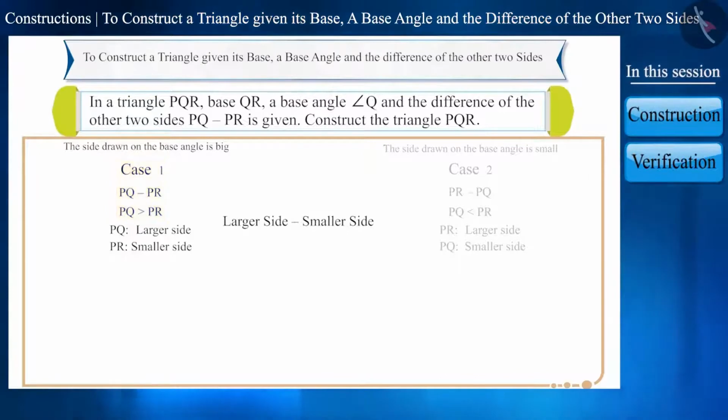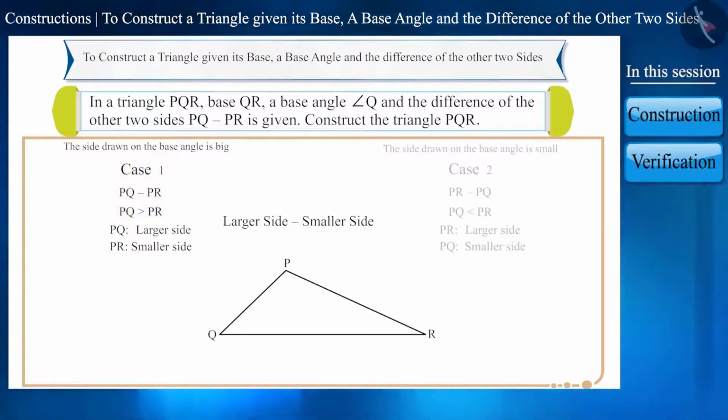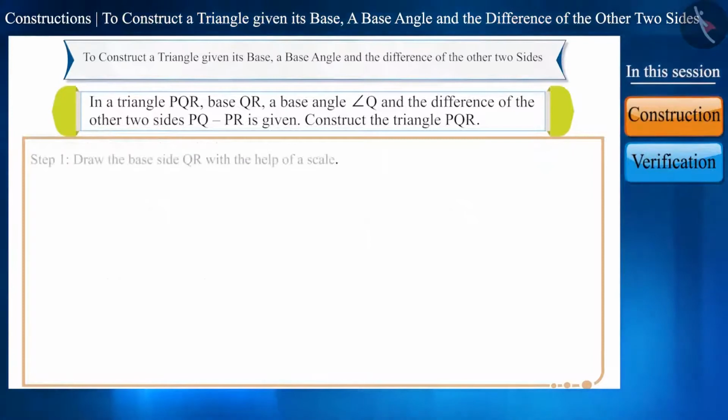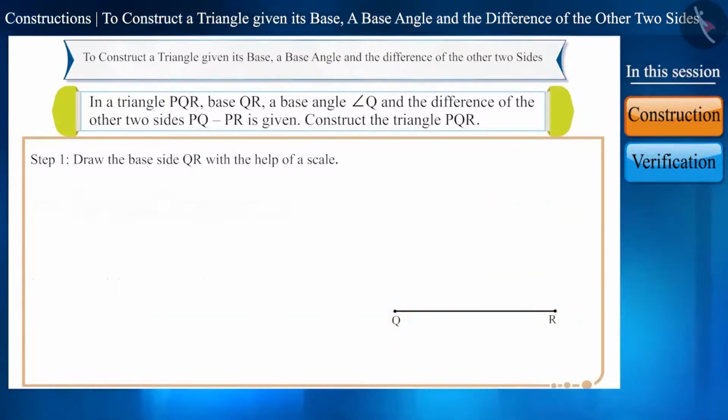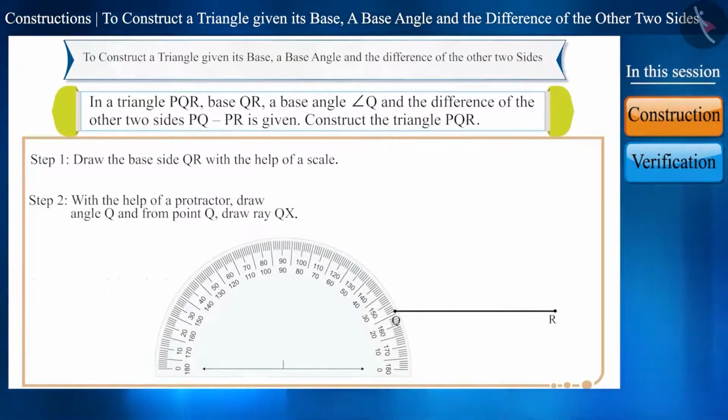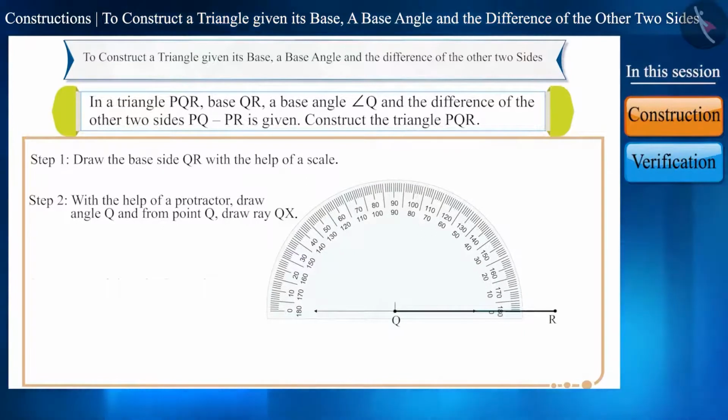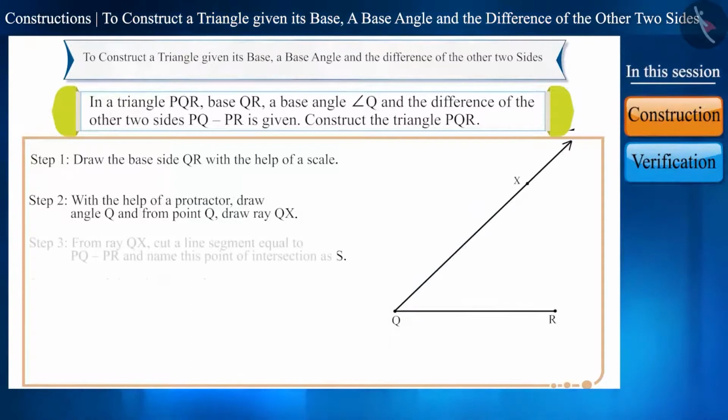Then suppose that we want to construct the triangle PQR, where the base side is QR, the information about PQ minus PR is available, and the measure of angle Q is known. And the steps for the construction of such a triangle are as follows. Step 1. First of all, we will draw the base side QR with the help of a scale. Step 2. With the help of a protractor, we will construct the given angle Q, and from point Q, we will draw a ray QX.